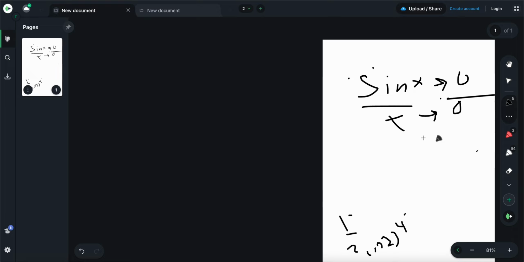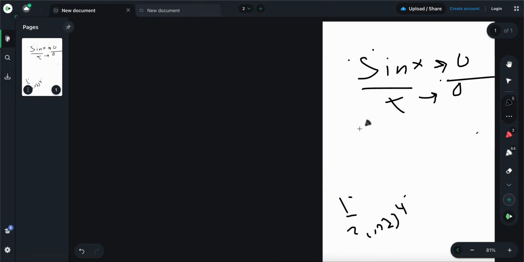So we will take the derivative of both sides. We get cosine of x over 1. Now we can substitute in 0 for both again. Cosine of 0 is 1 divided by 1. So we can get 1 as our answer there.